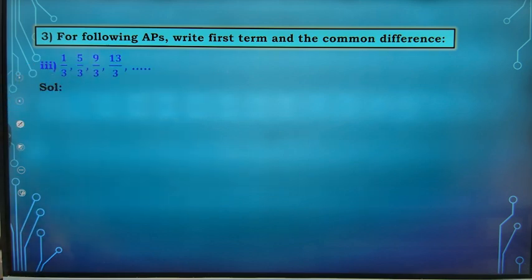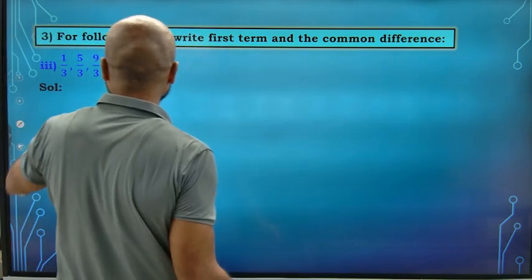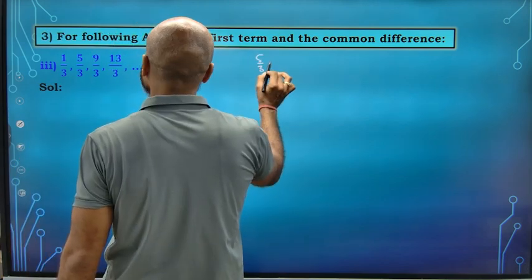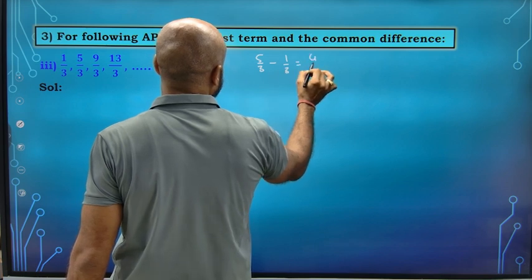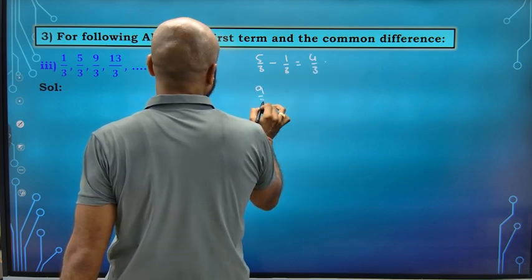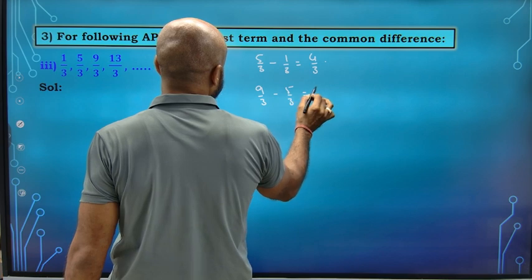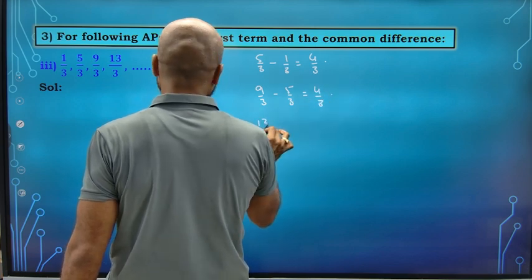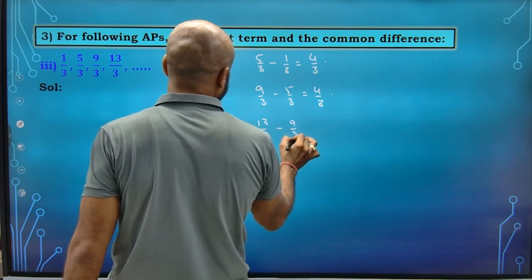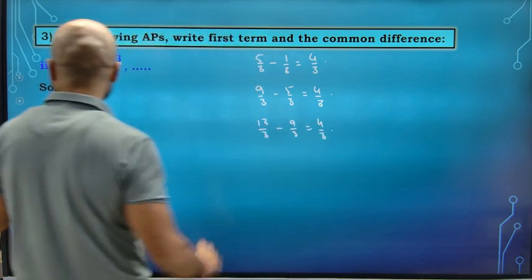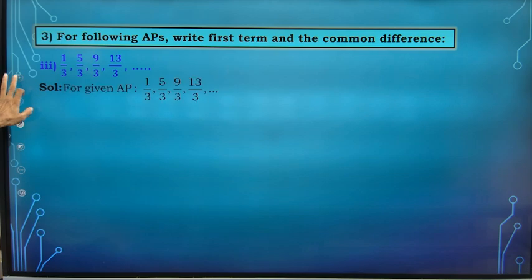1 by 3, 5 by 3, 9 by 3, 13 by 3. If I happen to subtract this, 5 by 3 minus 1 by 3. So that's how much? 4 by 3. 9 by 3 minus 5 by 3. That's how much? 4 by 3. 13 by 3 minus 9 by 3. That's how much? 4 by 3. So this is basically the common difference.